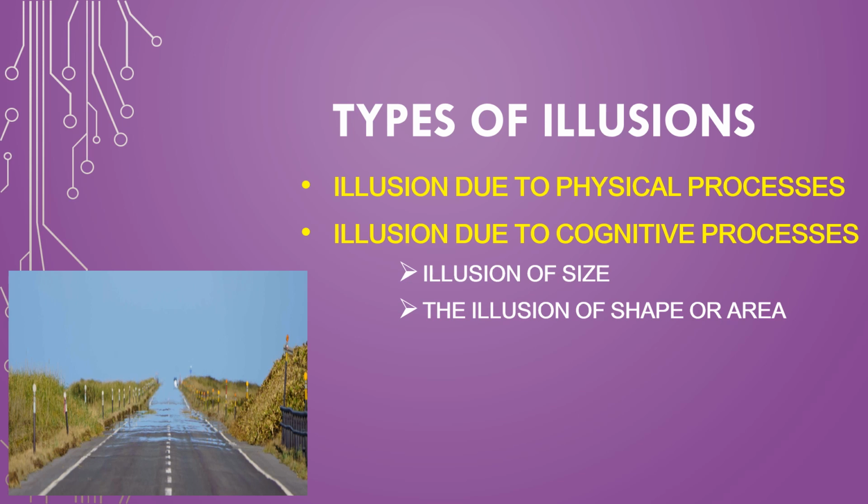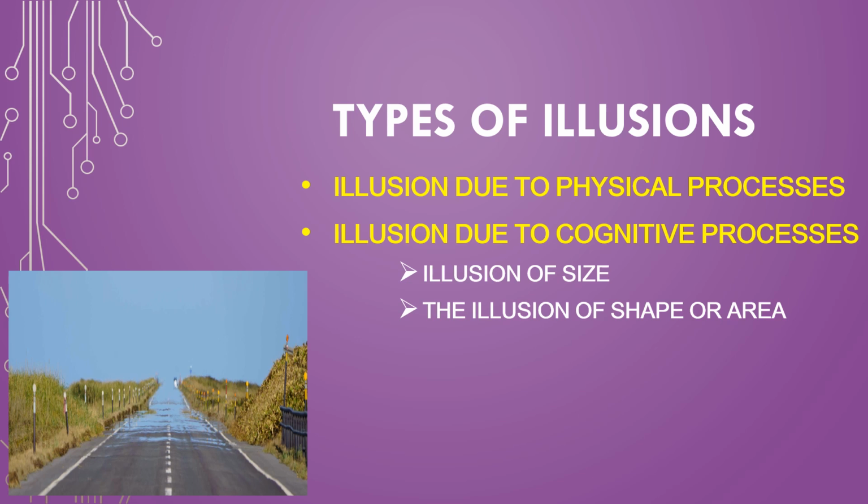For example, mirage, the water on the dry road. We have seen this several times in our life, right? So, these mirages are a kind of illusion. In real, there is no water on the road. It is very dry. But we perceive that at some distance, water is there on the road. So, this is due to the physical process.